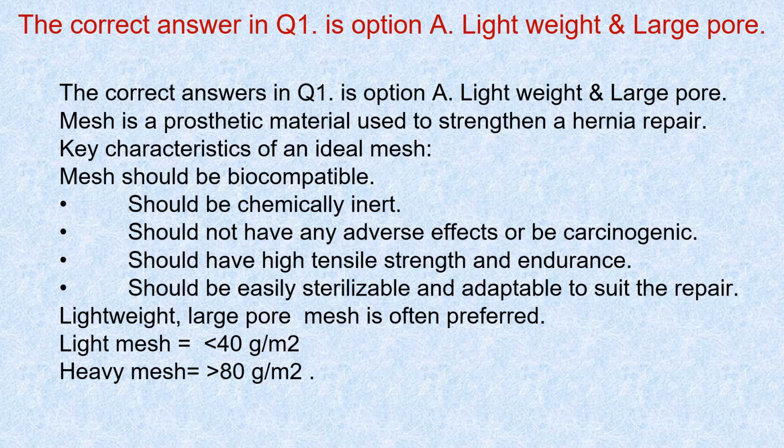Mesh is a prosthetic material, either in the form of a net or a flat sheet, used to strengthen a hernia repair. The ideal mesh for hernia repair should possess several key characteristics to ensure effectiveness and safety. The mesh should be biocompatible to minimize the risk of rejection and infection. The mesh should be chemically inert to avoid reactions with body tissues. It should not have any adverse effects or be carcinogenic.